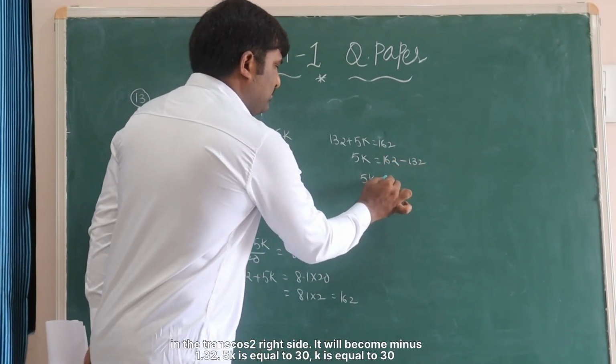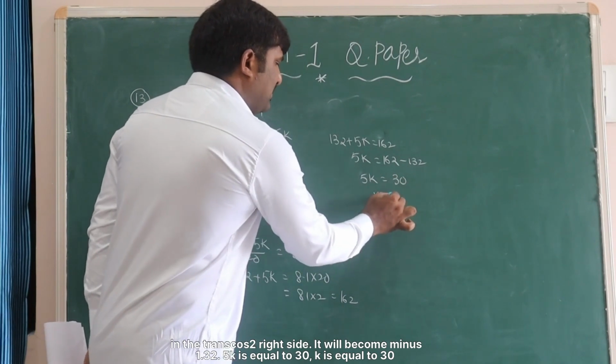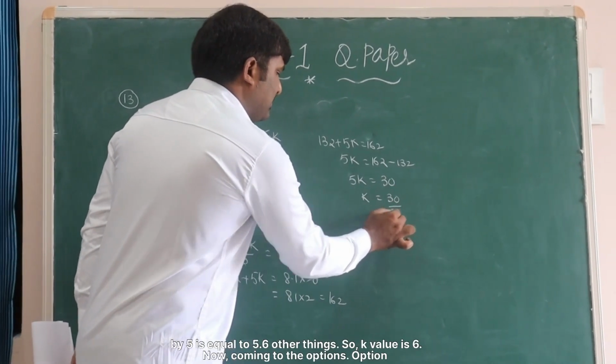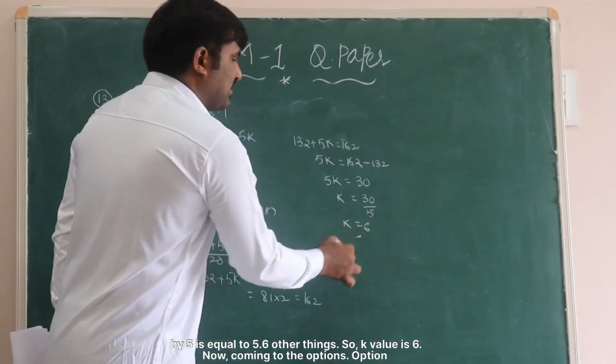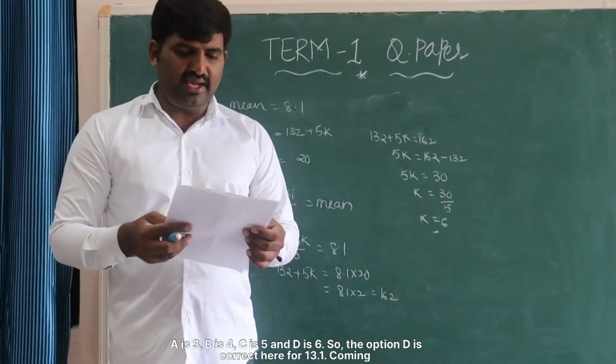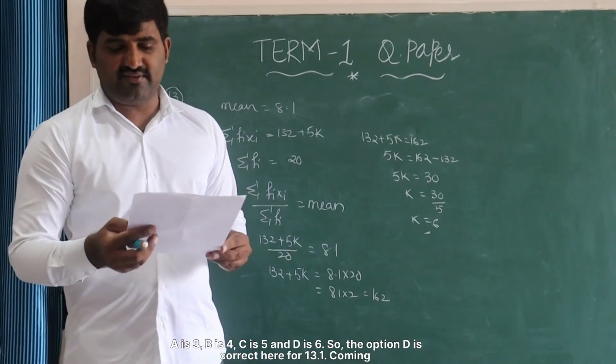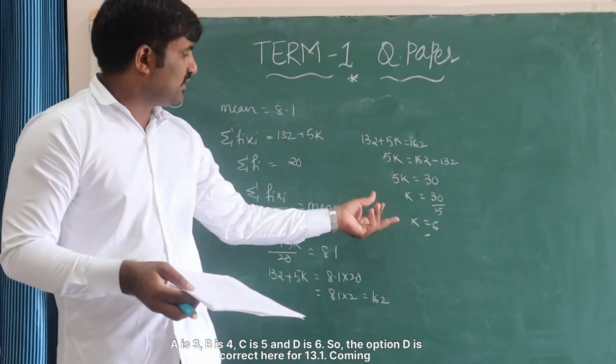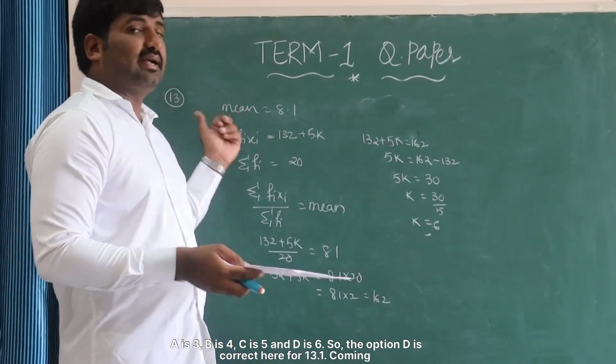5k is equal to 30. K is equal to 30 by 5, which is 6, since 5 sixes are 30. So the k value is 6. Now coming to the options. Option A is 3, B is 4, C is 5 and D is 6. So option D is correct here for the 13th one.